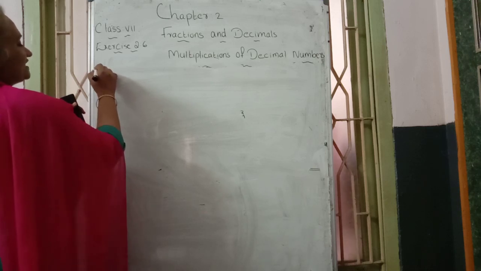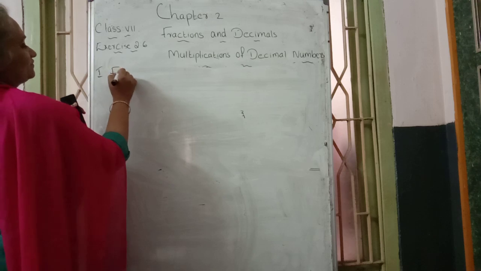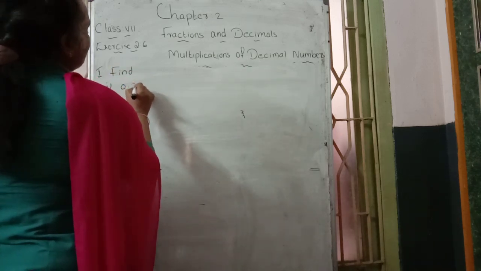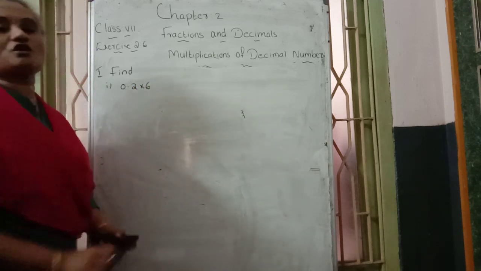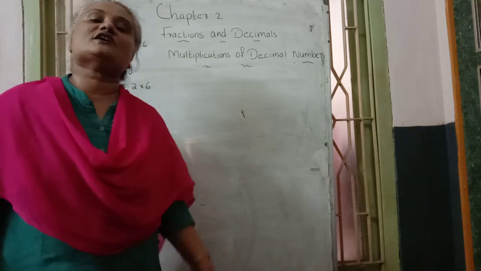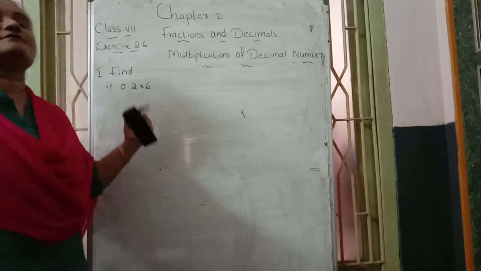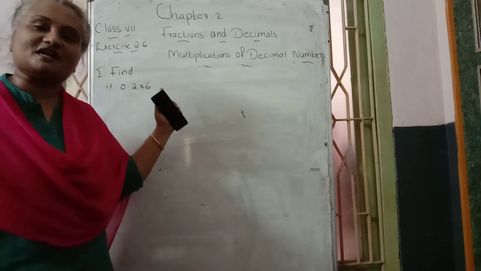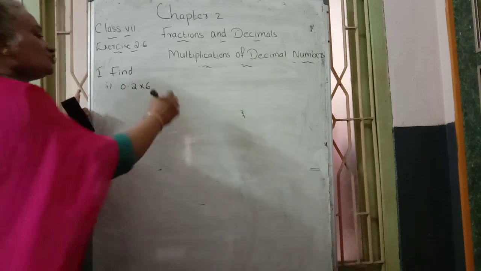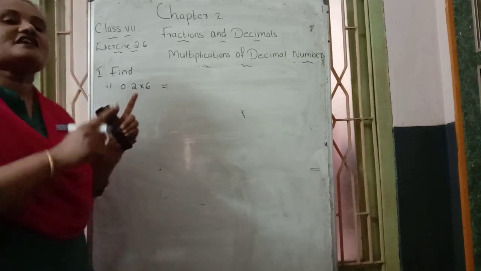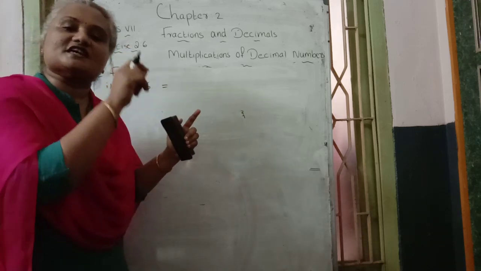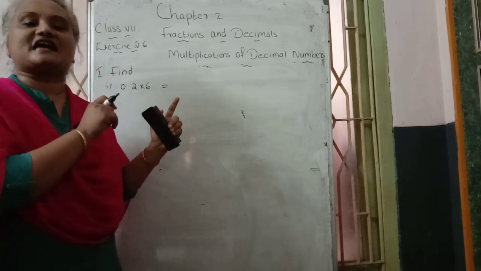First question, find: 0.2 into 6. We want to multiply this decimal number. 0.2 is a decimal number, and it is multiplied with 6. How to multiply? The first easy way is to multiply only the numbers first. Afterwards we keep the decimal point in the answer place.